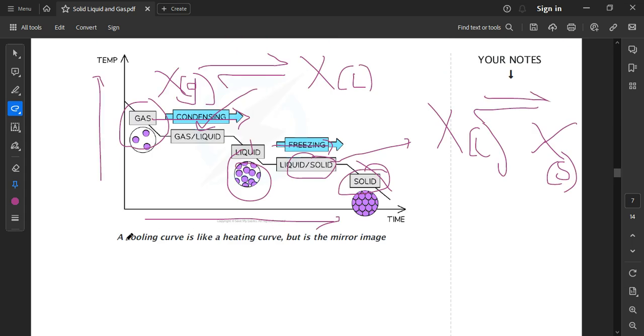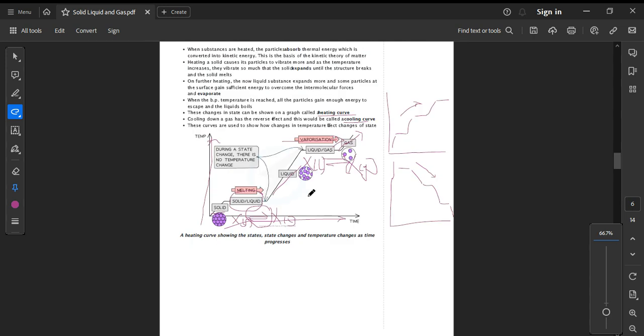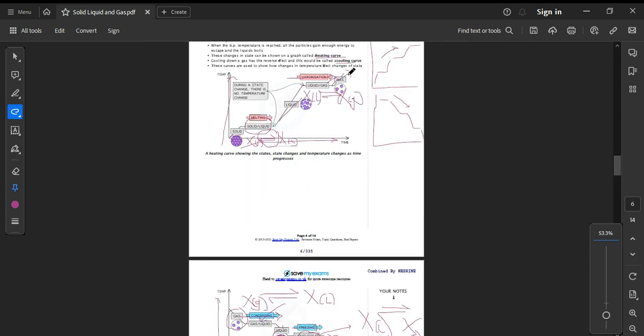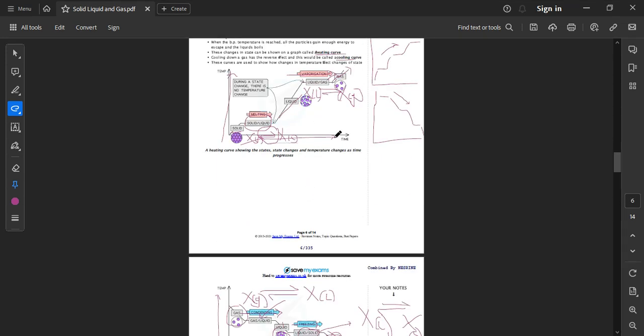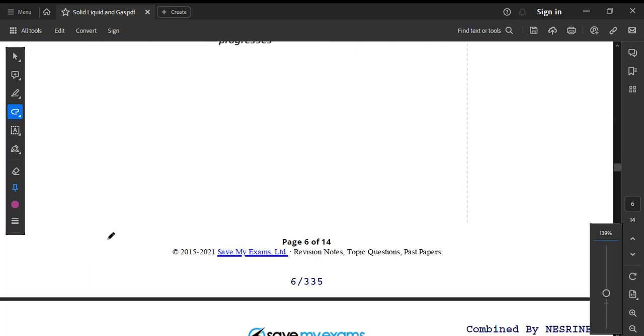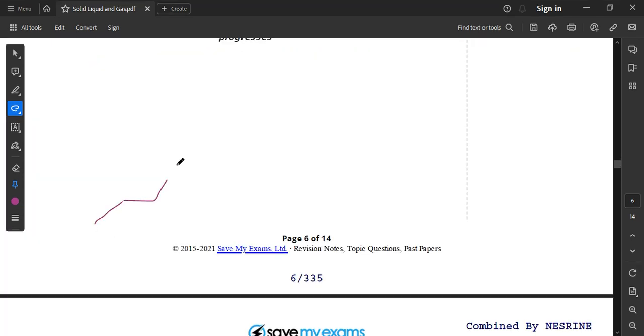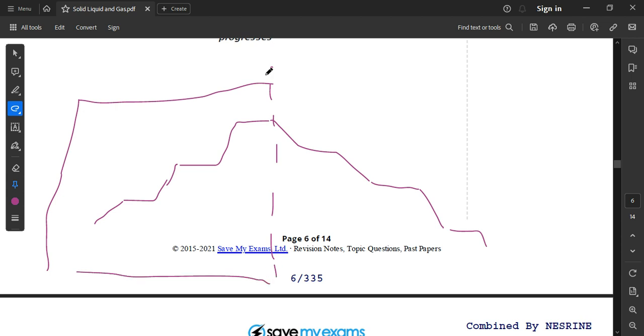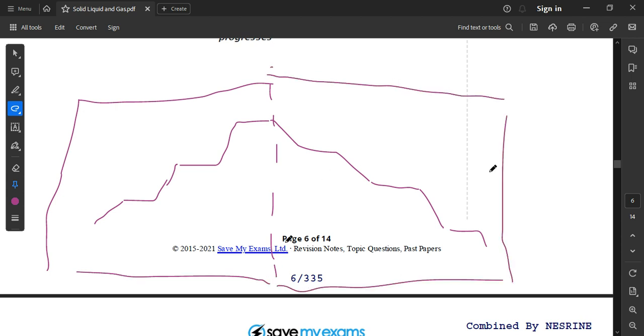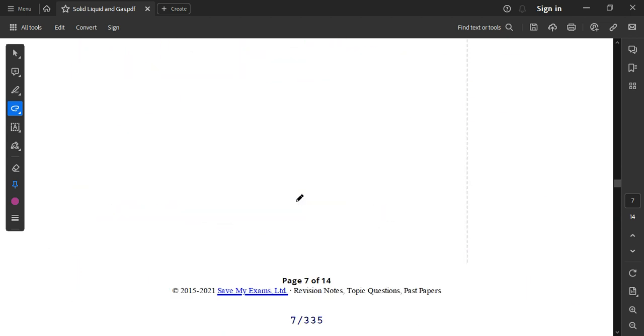One more key point is that a cooling curve is like a heating curve by its mirror image. If you look at both these two curves and you put them together, you will see that it's like a mirror image. It's like this, like this, like this, and then it starts like this. Till here we have our heating curve, and till here we have our cooling curve. When you join them, they are like a mirror image. That's what I was saying.